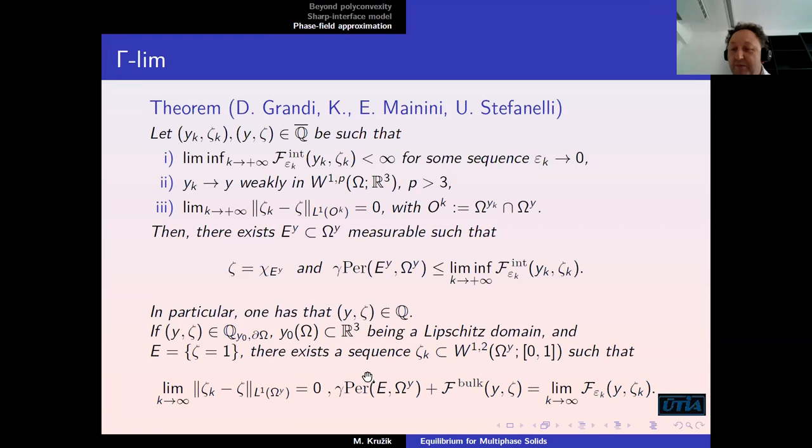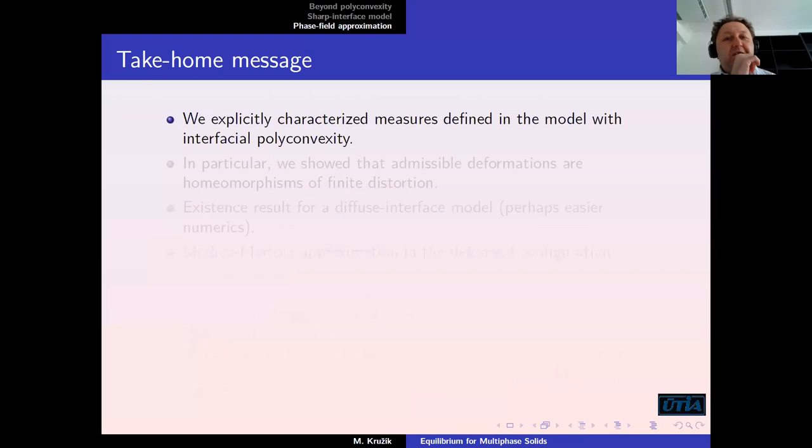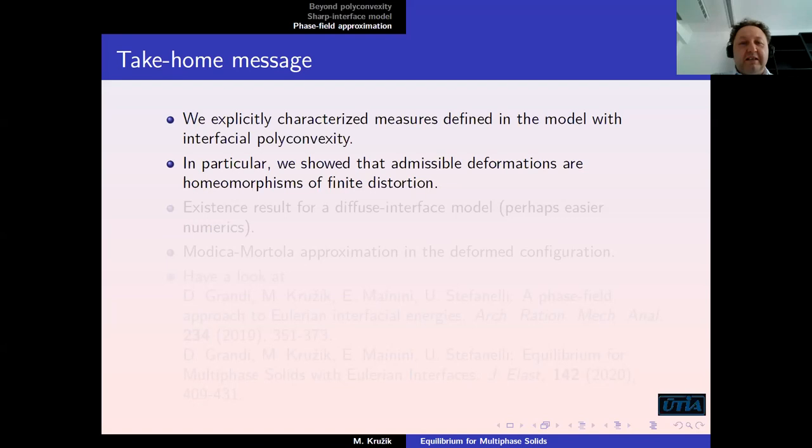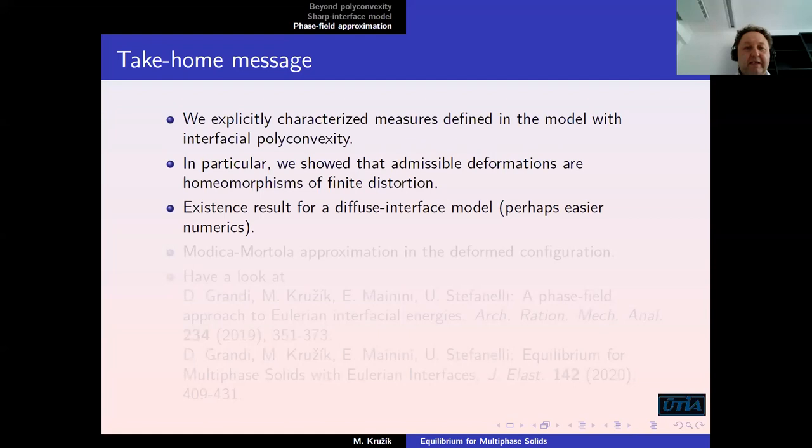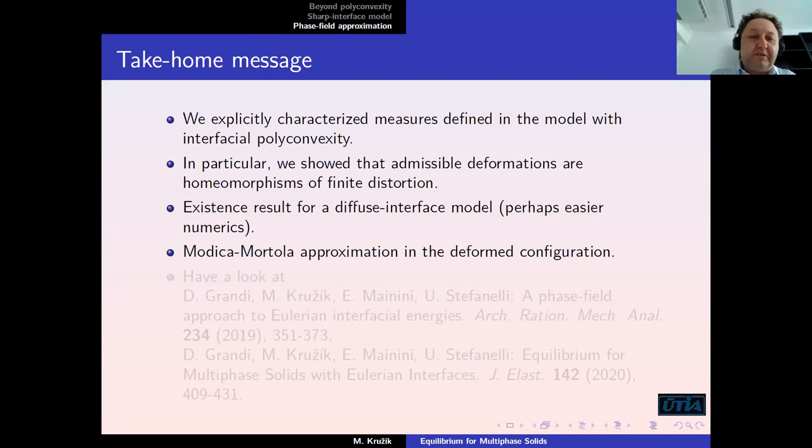So I think I'm running a bit out of time, so let me wrap up. We explicitly characterize measures defined in the model with interfacial polyconvexity, at least one term there. We show that admissible deformations are homeomorphisms of finite distortion. And then we also have existence results for a diffuse interface model, which might perhaps bring easier numerics than the sharp interface model. The proofs are based on Modica-Mortola approximation in the deformed configuration. And we have two papers on that.